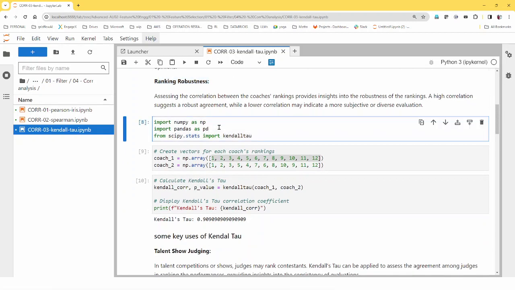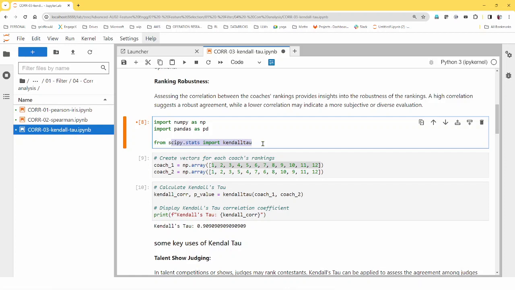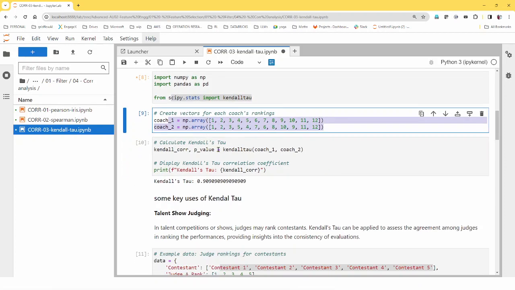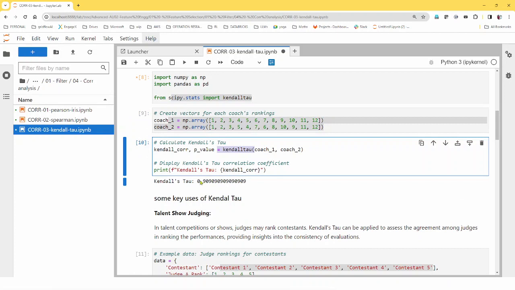So use the SciPy package, which provides you Kendall tau, and let's say you have coach 1 and coach 2 rank. Simply apply Kendall tau, and it's going to return you here the value, which is 0.9, which means these coaches agree with each other perfectly.